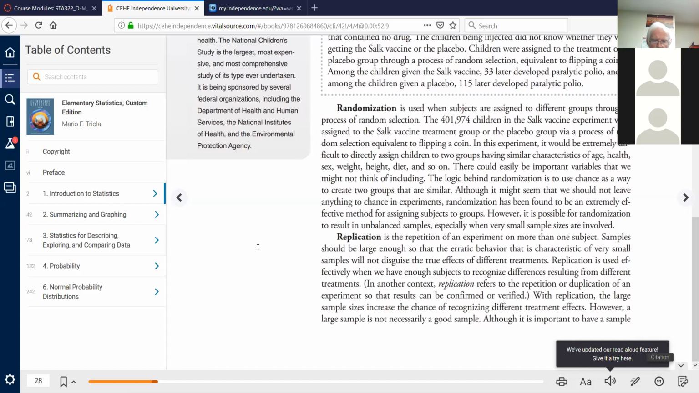We want the study to be designed such that if the study is repeated, we're going to get essentially the same results. But large sample sizes are what we were looking for in terms of the result.